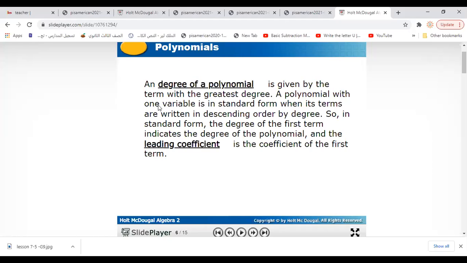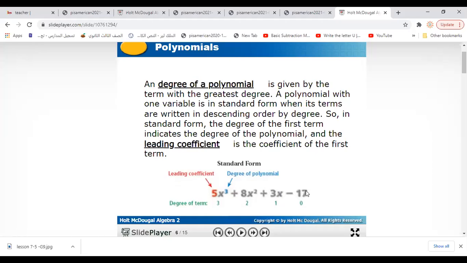A polynomial with one variable is in the standard form when its terms are written in decreasing order by degree. So how are you going to write the expression in standard form? You will rearrange and put the greatest degree at the beginning. And what is the leading coefficient? The first term indicates the degree of the polynomial, and the leading coefficient is the coefficient of the first term. Let me show you an example.